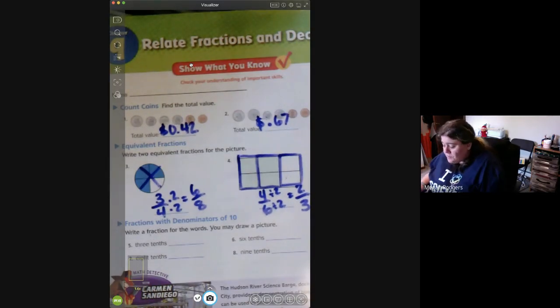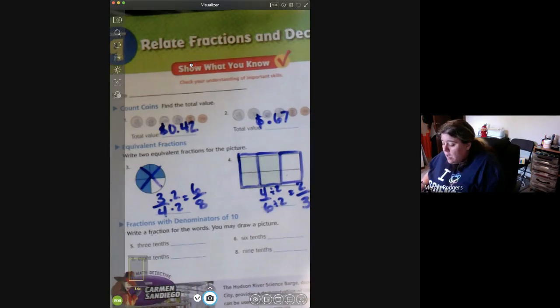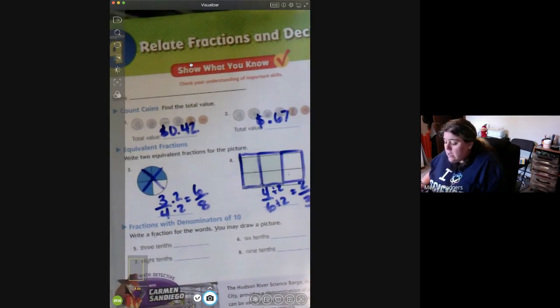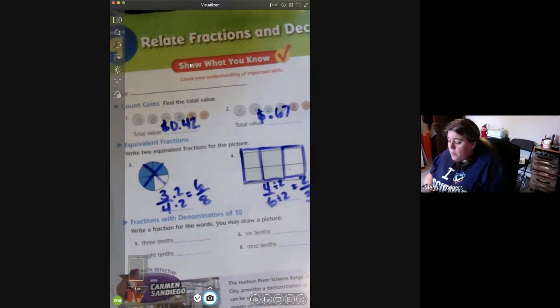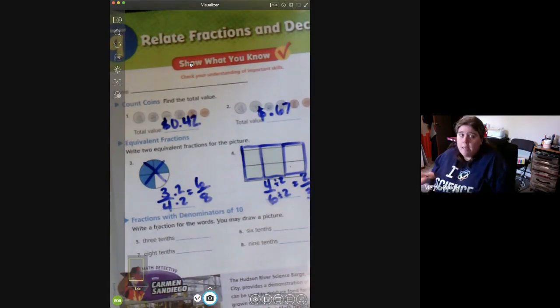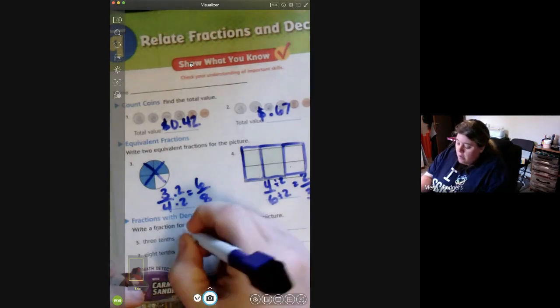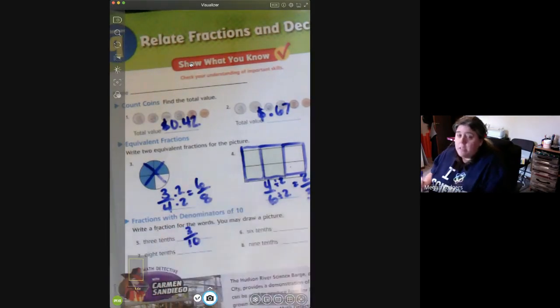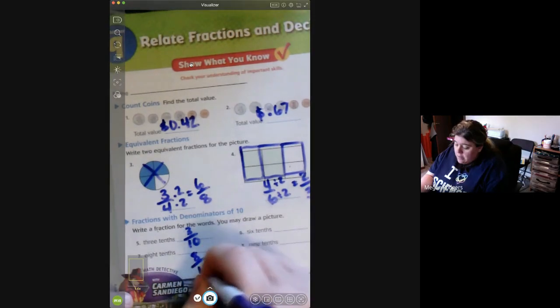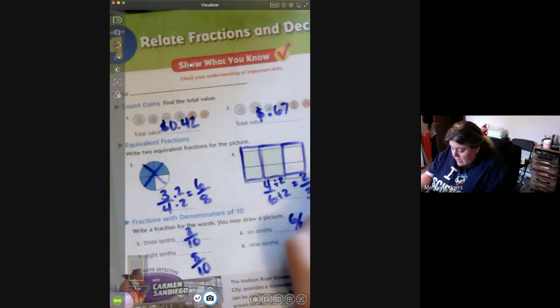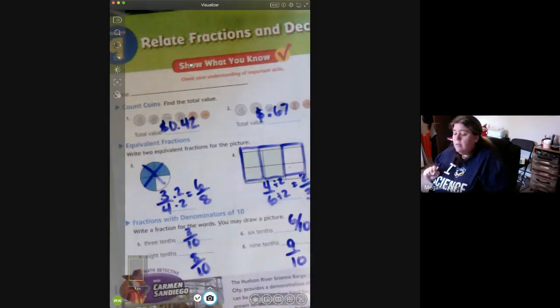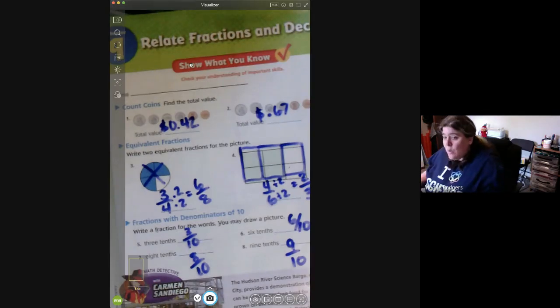Okay, now, this next section should be okay. Don't get crazy thinking about decimals yet. So it says, write a fraction for the words. You may draw a picture. May means you don't have to. So, all right, 3/10. Yes, this is literally what they want you to just write, is 3/10. 8/10 looks like that. 6/10 and 9/10. Hopefully you were able to do that. That's pretty straightforward.